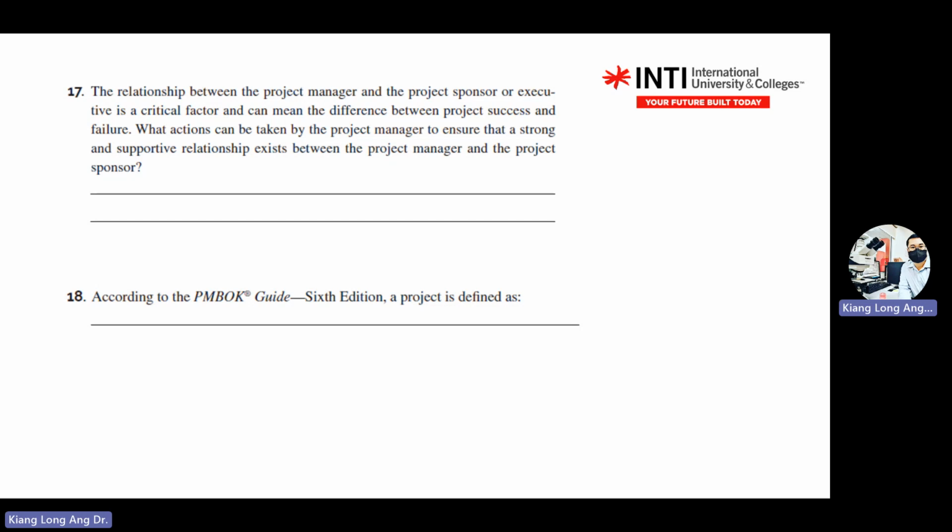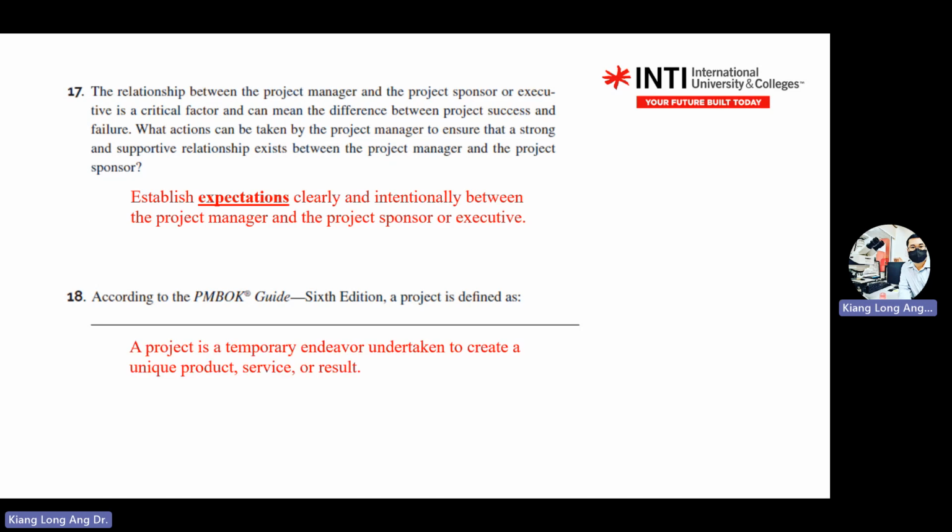All right. 18, according to this one, projects. This one you can see from the PowerPoint slides. A project is a temporary endeavor taken to create products or services. But for this one, you use back the definition from the lecture slides. This one is from the project management guidelines. You ask me, hey, Doctor, if the final exam asks me for the project definition, can I use this one? Can.